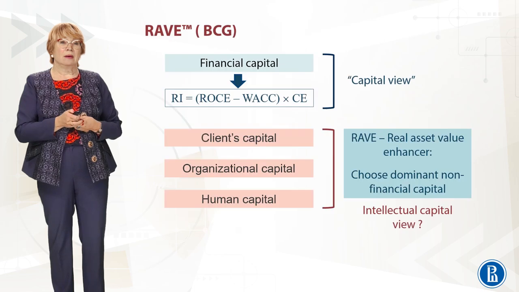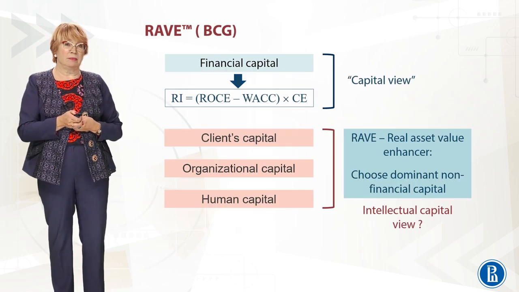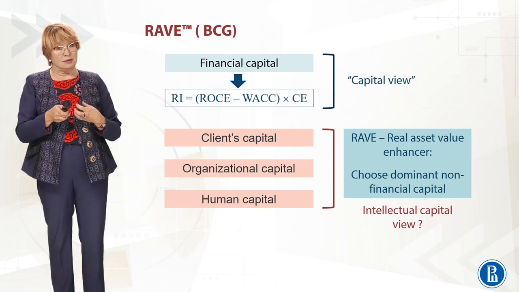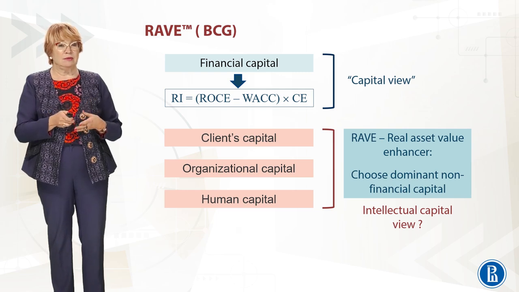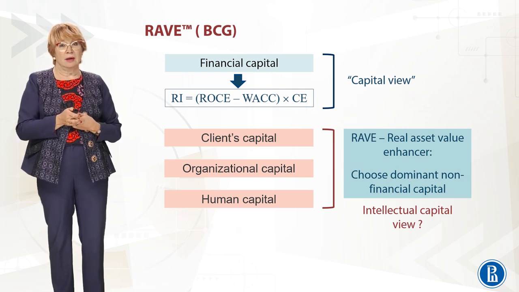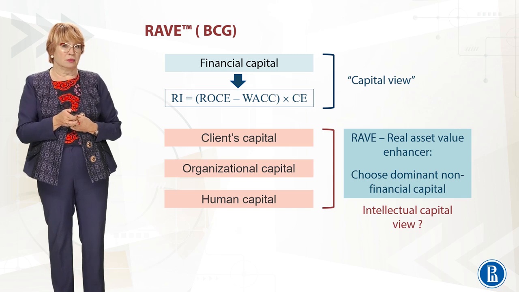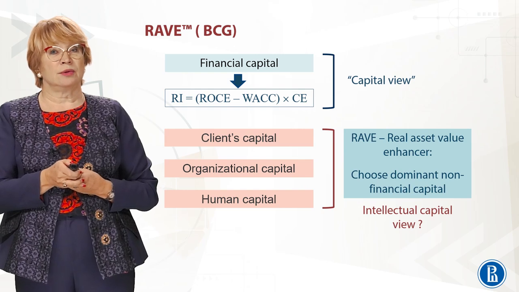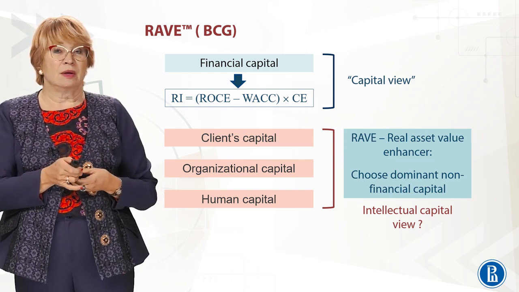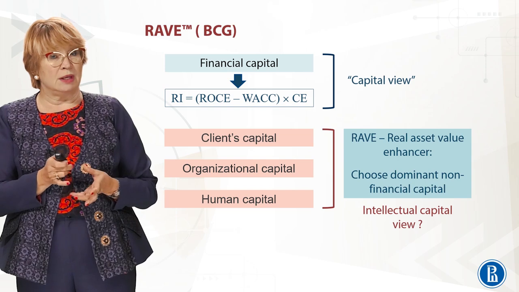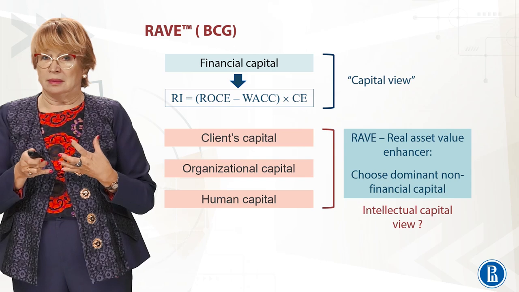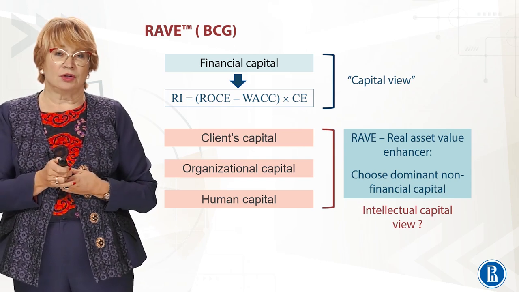So that's why this system, which has been introduced by the BCG consultancy company, Real Assets Value Enhancer, includes attempts and some solutions and some specific computations for economic profit, which could be focused on dominant non-financial capital. We will be looking briefly through the adjustments for the client's capital, for the human capital, and for supplenomics, which could be just generalized as organizational capital of the company.